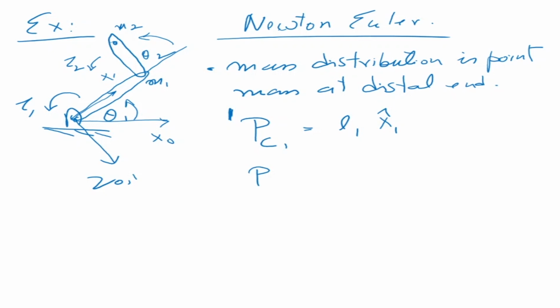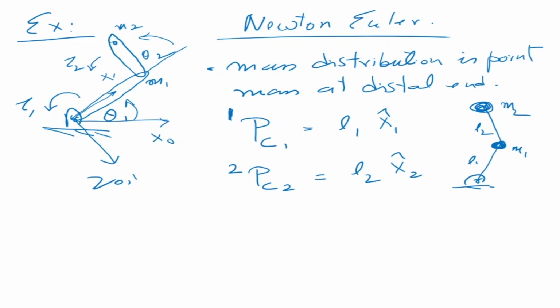The second is that the distance to the CG of the second link is also L2, which is the link length, because we are saying point mass. So basically I'm saying that there is a point mass here, this is my M1, and there is a point mass there, which is my M2. This is my L1, that's my L2. This is the assumption I'm making.